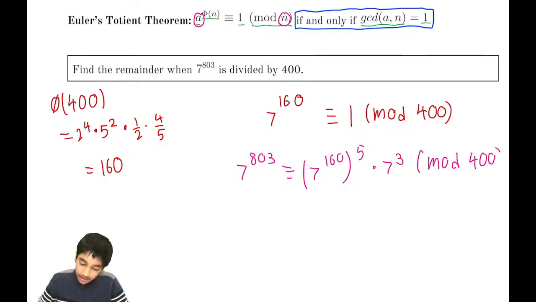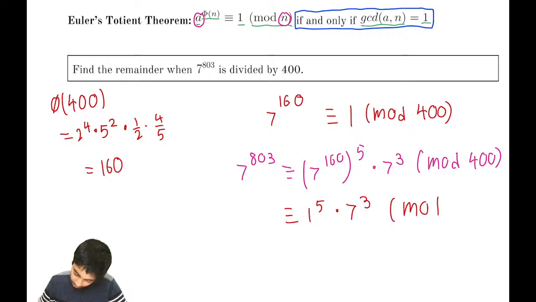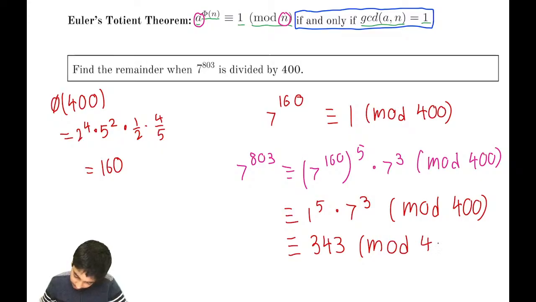And we know that 7 to the power of 160 is just 1 mod 400. So this is going to be congruent to 1 to the power of 5 times 7 cubed mod 400, which is just 343 mod 400. So the answer is just 343.